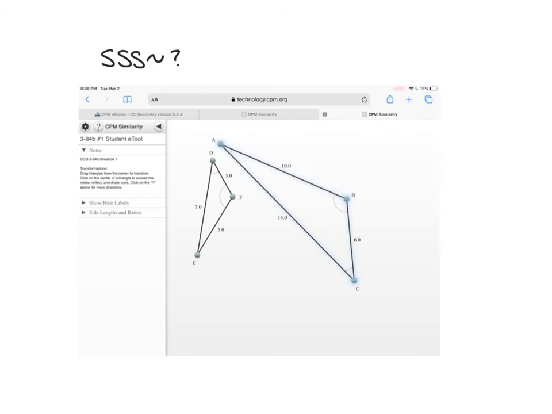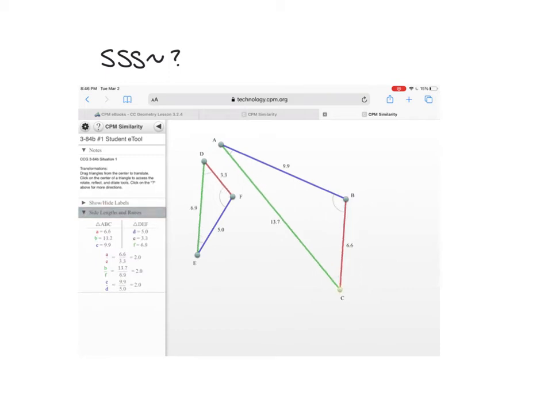All right, so here we are. We are going to test side, side, side similarity. I'm going to go ahead and link the sides here, and then I'm just going to monitor what happens as I move the edges around. Now I'm going to keep a close eye on these ratios here on the left. I want to make sure that they stay the same. So I'm going to be monitoring those ratios as I move these vertices around.